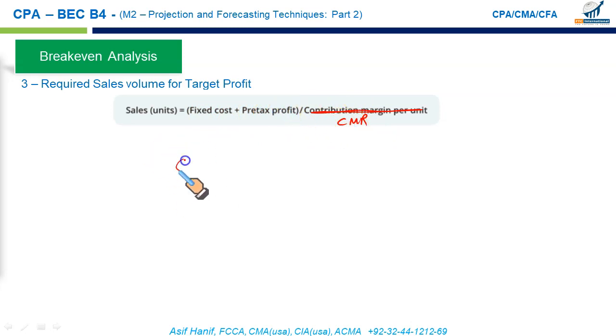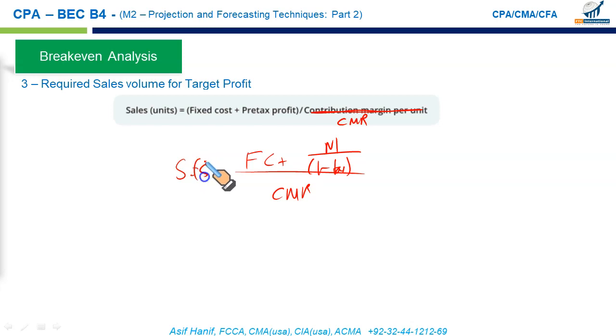Same for this formula I wrote down a little while ago. Fixed cost plus net income upon 1 minus tax divided by CMR. This will give you the sales revenue you need to cover the fixed cost as well as to earn the net income, or in this case, pre-tax profit. So remember, when the denominator contains CMR, the result is in dollars, and when you have the units in the denominator, you get the results in units.